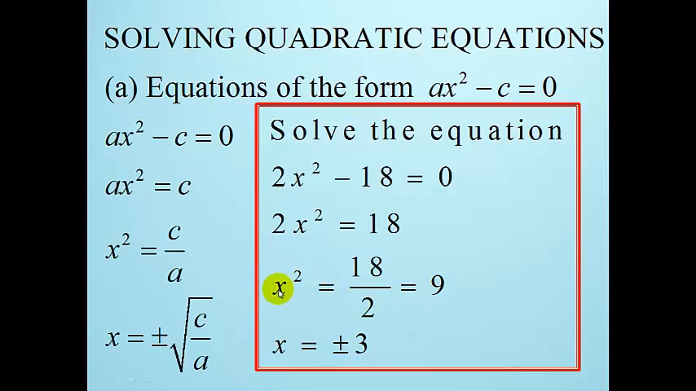Now, because we are solving for x, we have to take the square root of both sides. When we take the square root of x squared, we are left with x. And when we take the square root of 9, we have plus or minus the answer. And the answer is 3, because the square root of 9 equals 3. So x is equal to plus or minus 3.